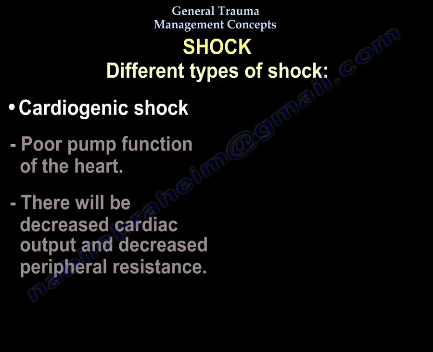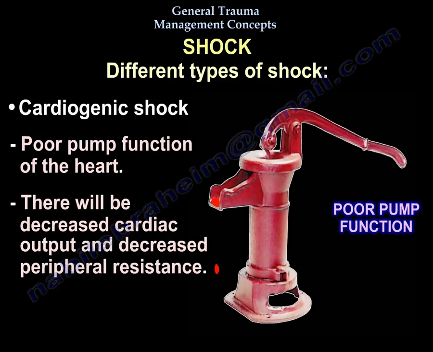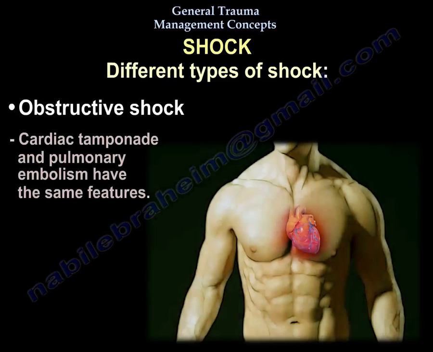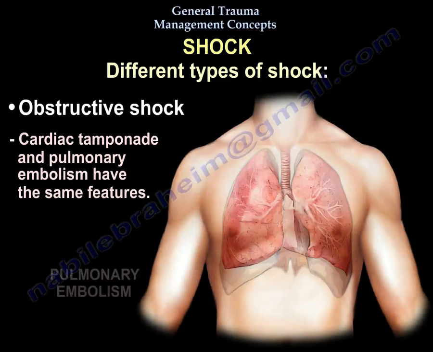Cardiogenic shock is a poor pump function, decreased cardiac output, and you'll have decreased peripheral resistance. The one similar to cardiogenic shock is called obstructive shock, like cardiac tamponade or pulmonary embolism, which have the same features.